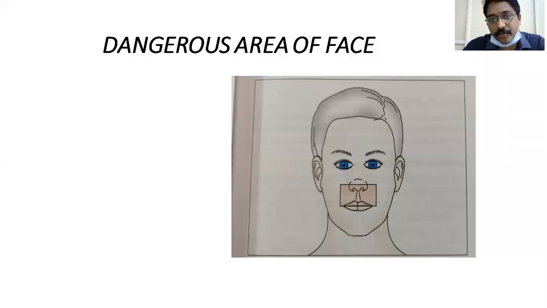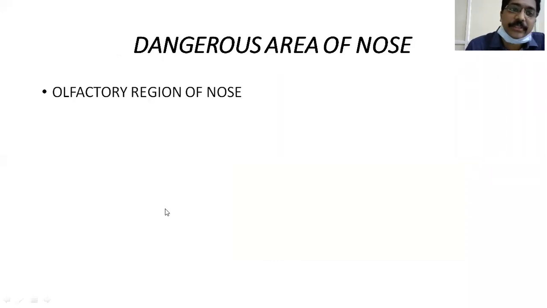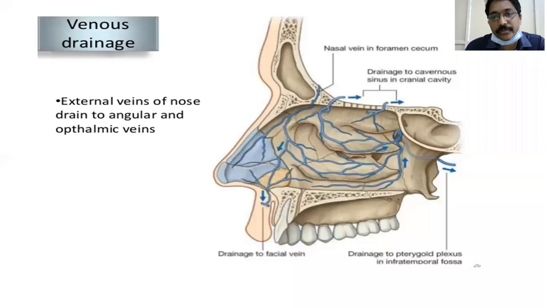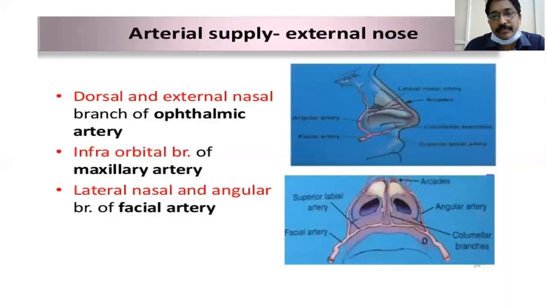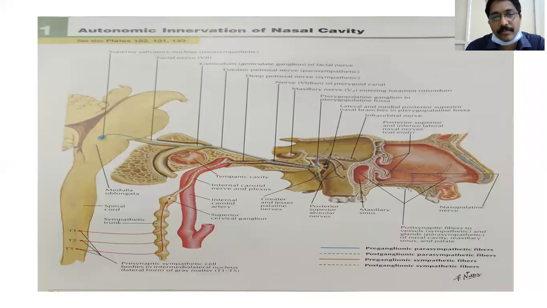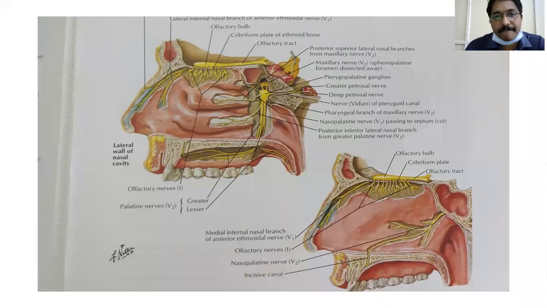What is the dangerous area of the nose? The dangerous area of the nose is the olfactory region. Why is the olfactory region the dangerous area of the nose? I'll show you once. This olfactory region is called the dangerous area of the nose because these olfactory nerves carry dura, arachnoid, and pia mater with them. If any trauma happens to these olfactory nerves, there will be CSF rhinorrhea and even meningitis. That's why it's called the dangerous area of the nose.